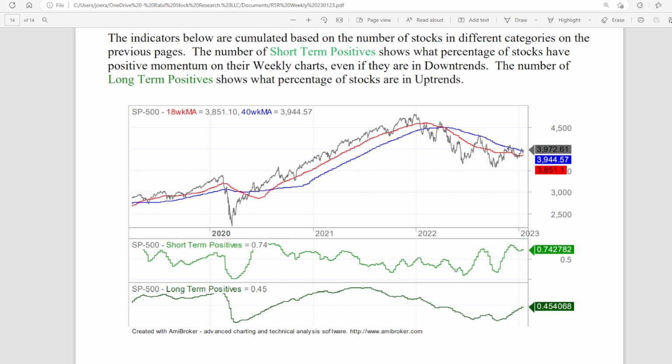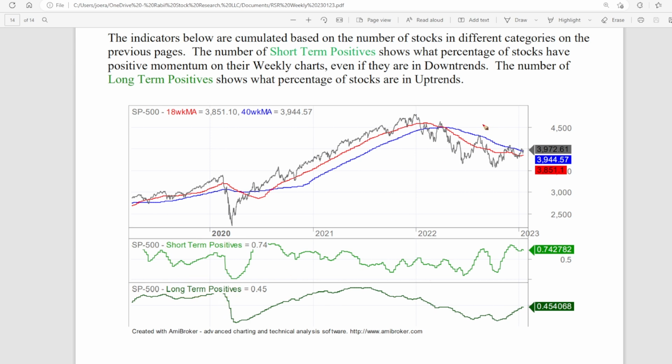What this is showing is the short-term positives, which essentially is saying if we have some momentum or the short-term trend is improving, then a stock will be clocked as short-term positive, whether it's in an uptrend or a downtrend. If it looks like it has some potential to rally or move to the upside, it'd be added to this category, right? And then at the bottom, these are stocks that actually are in uptrends only, all right?